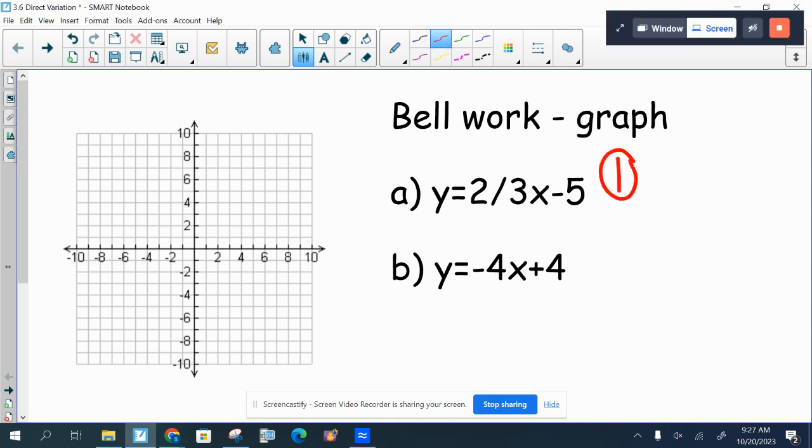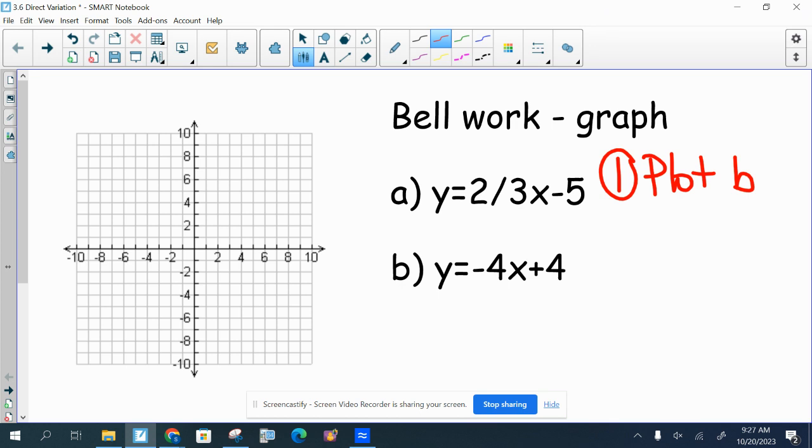Ethan? Yes, plot b. So write these directions down too. For this one, our y-intercept is -5, so I'm going to put a point at -5. What's the second step?